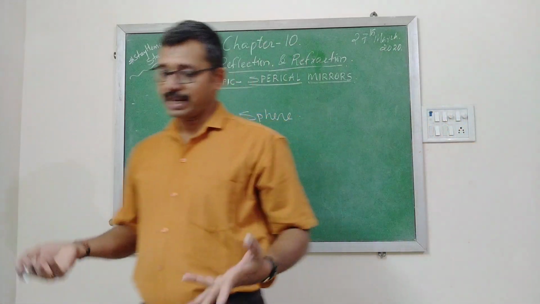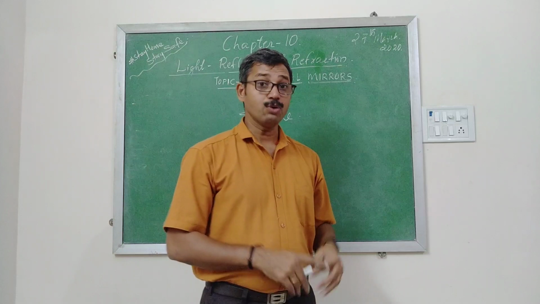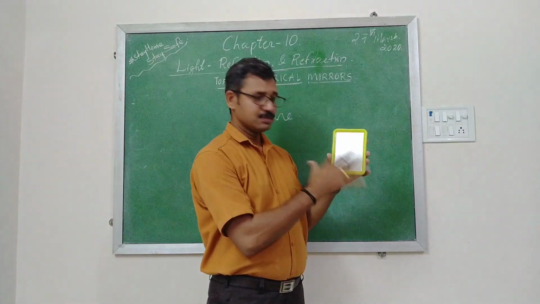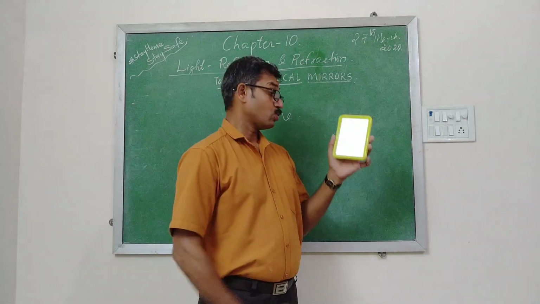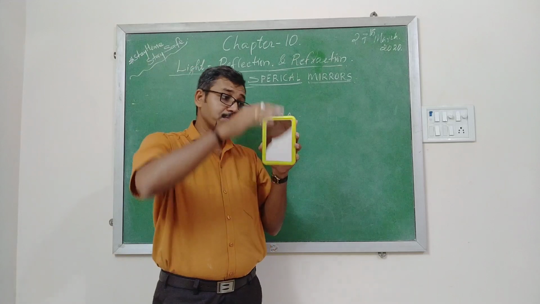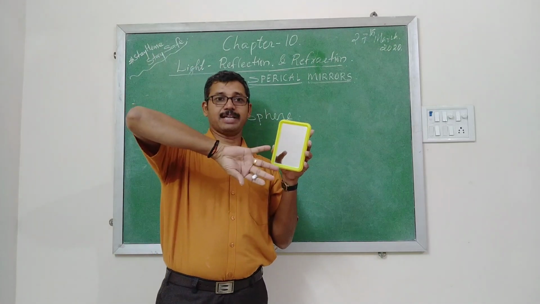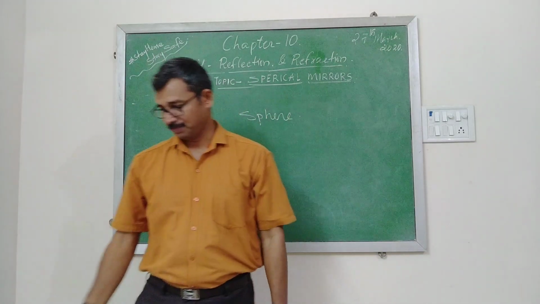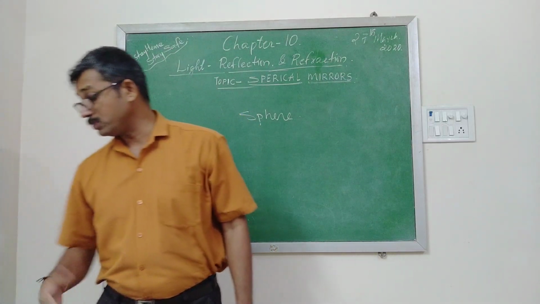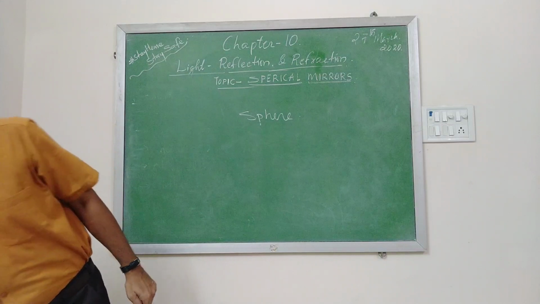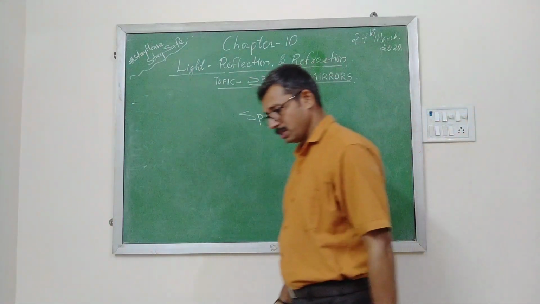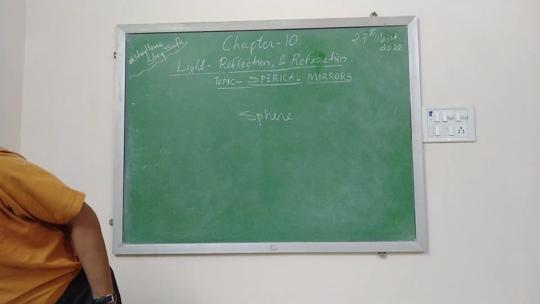So normally you can understand how the shape is. We see that this is a plane mirror. The spherical mirror won't be like this. There will be a spherical surface, that is, a curved surface, we can say. Now, how are these spherical mirrors formed? Now I will show you.